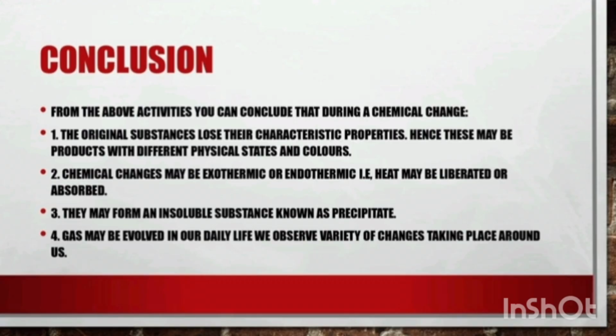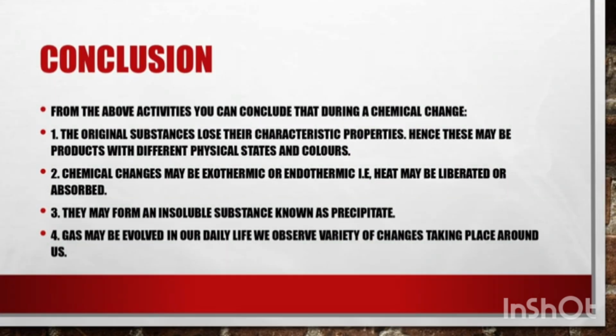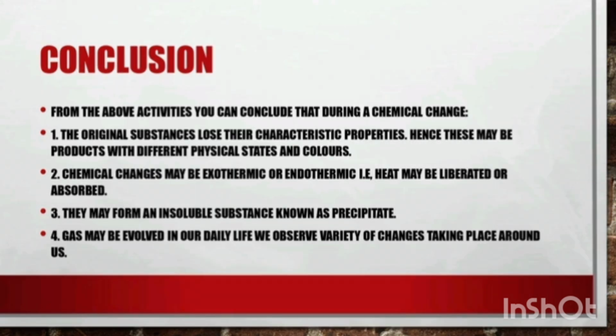So from the above activities, you can conclude that during a chemical change, the original substances lose their characteristic properties, and hence this may result in products with different physical states and color, as we have seen in activity 1. Quicklime, when we are mixing with water, what happens? It produces heat. Now its original properties have been changed, right? Chemical changes may be exothermic or endothermic. Heat may be liberated or heat may be absorbed.